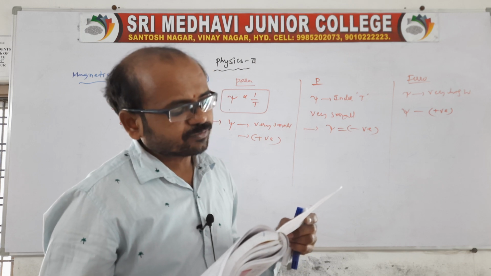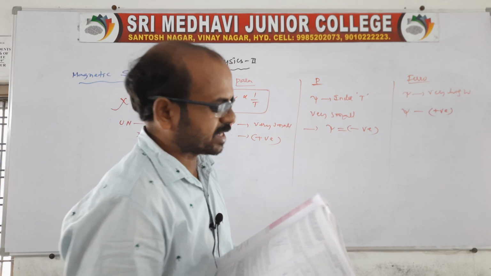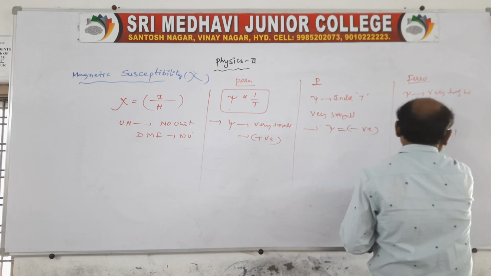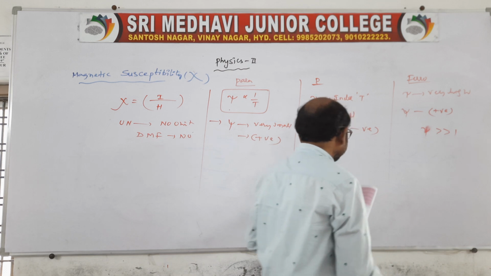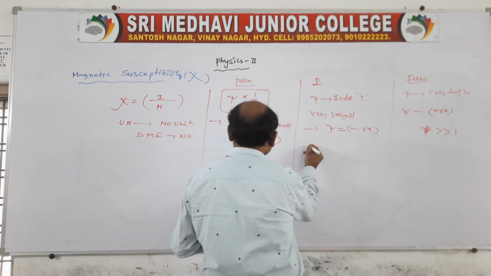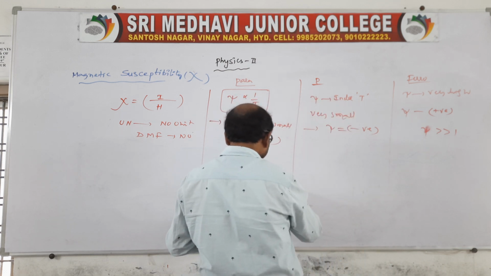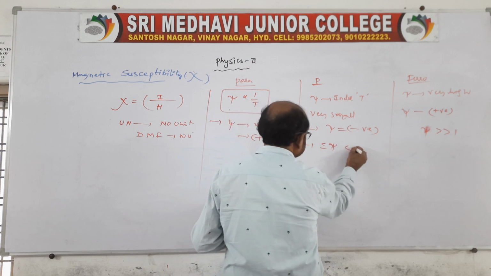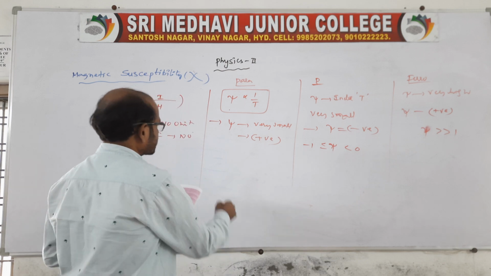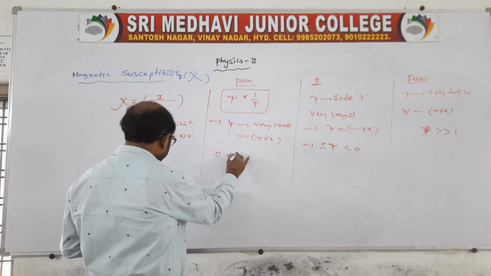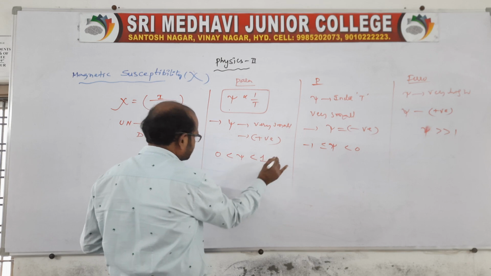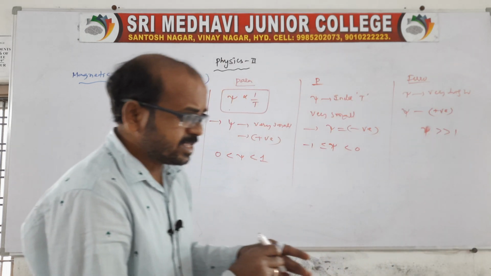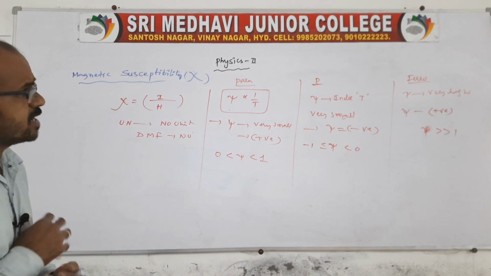Xi value is positive and it is large. Xi is very much greater than 1. We can write it like this. And in case of diamagnetic substances, we can say -1 ≤ xi ≤ 0, whereas in this case 0 < xi < 1. Like this, these are the comparisons related to the xi of para, dia and ferro.